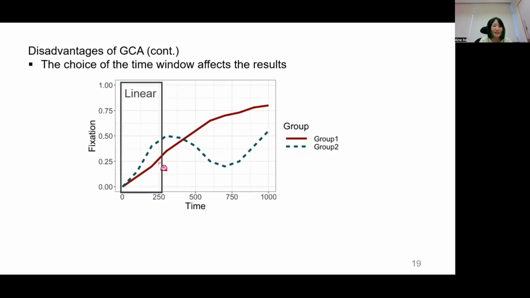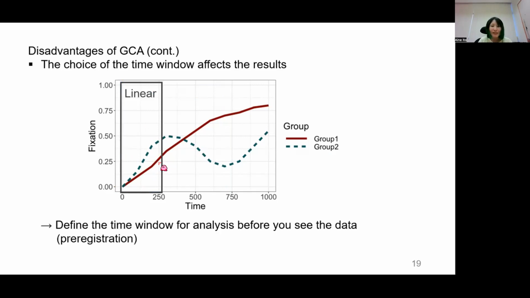Because this is so sensitive to the time window selection, it's best to define the time window for the analysis before you see the data, so that you don't choose the time window to find the effect or interaction you want. I also recommend doing pre-registration so you can prove that you defined the time window before you saw the data. Okay, so that's all the description or summary of the growth curve analysis.